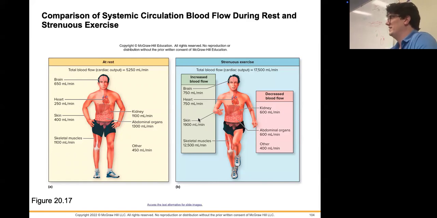Perfect. Exactly. So we can cool off. We're getting that blood to the outside so that we can let the outside environment absorb some of that heat. Very, very good. Also notice that the brain gets more blood flow.